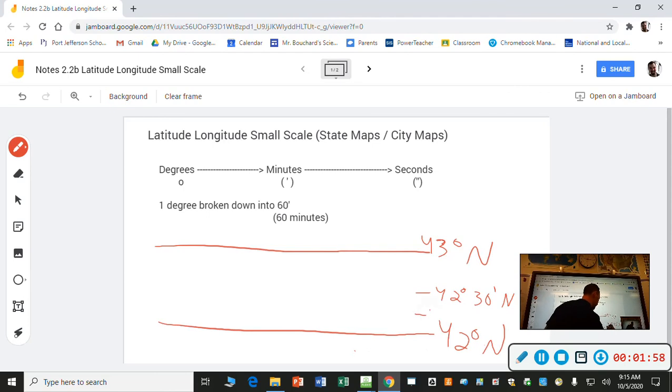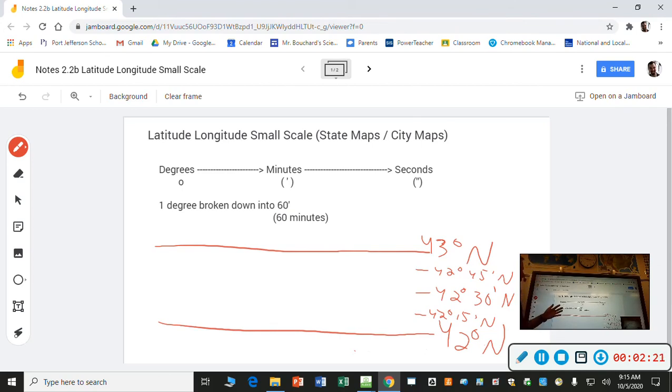Then you still break it down in half again. So this marking here would be 42 degrees, 15 minutes north, halfway between 0 and 30. And then you could do the same thing up here: 42 degrees, 45 minutes north, halfway between 30 and the next degree, which would be 60 minutes.